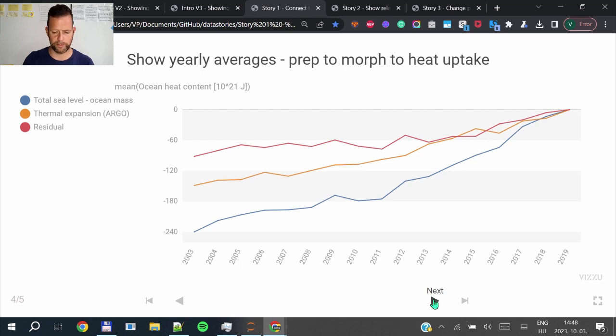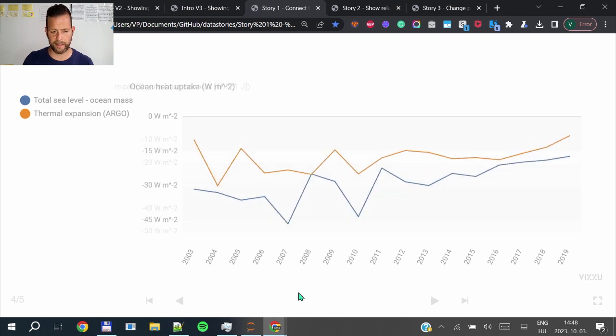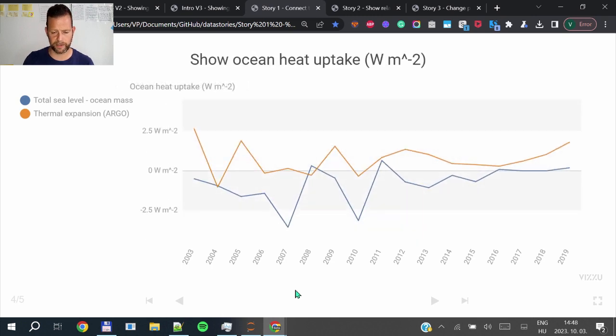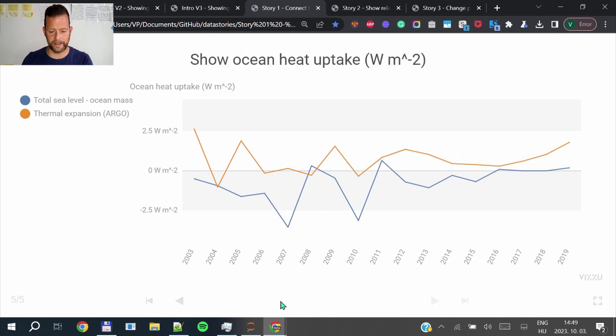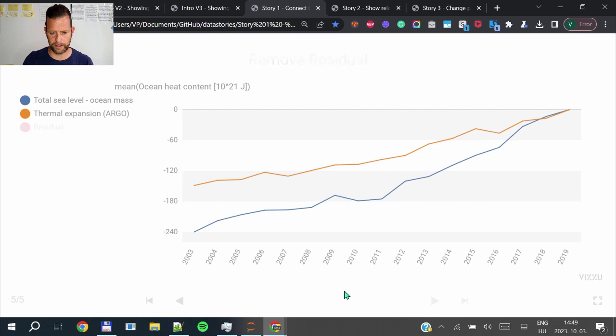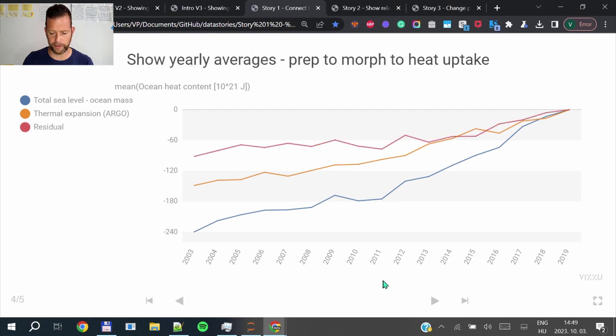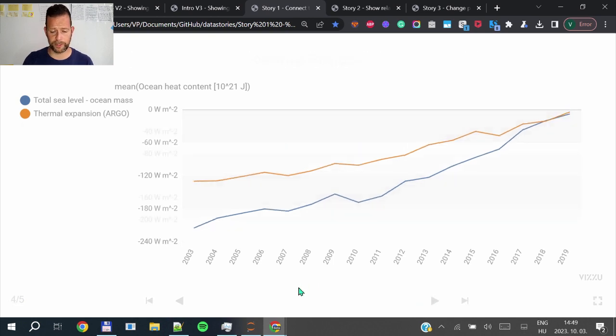We had to remove the residual first, and then we morph to the ocean heat uptake, and we add at last the SARAS top of atmosphere data that only appears on this chart. And as you can see, there's a really significant change considering how these lines align from one chart, so from the ocean heat content to the ocean heat uptake. I have no idea what's behind that, but this is just one way to tell this story.